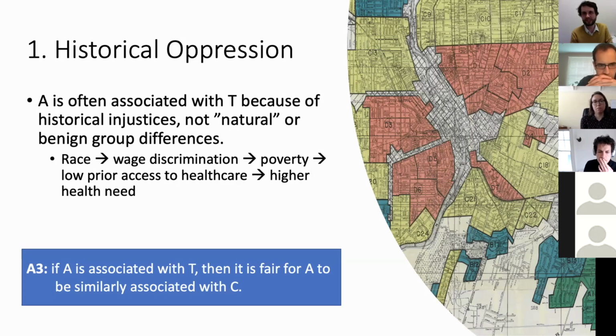But that simply isn't true if you think about why A is associated with the target variable, which is because of historical injustice, not natural benign group differences, right? So race was a cause of wage discrimination, which is a cause of poverty, which is a cause of low prior access to healthcare, which is a cause of high health need. That's the causal chain that gives you an association between A and T. But the wage discrimination makes that causal chain illegitimate, right?